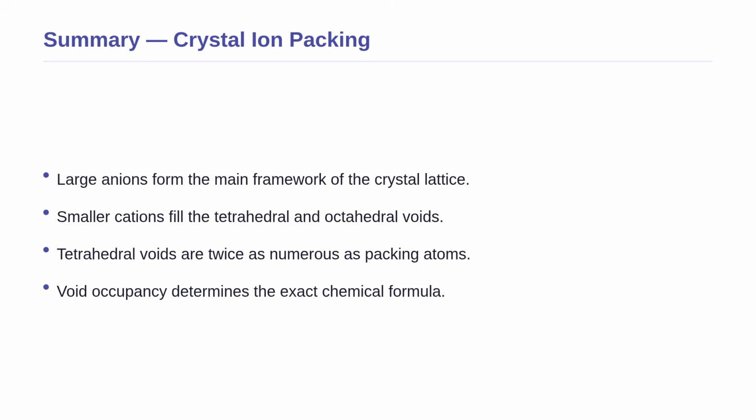Let us review the key takeaways from our exploration of crystal ion packing. We learned that nature organizes spherical ions into space-efficient structures, where large anions form the main framework. This creates a predictable number of empty spaces, with tetrahedral voids being exactly twice as numerous as the packing atoms and octahedral voids being equal in number. By calculating how these voids are filled by smaller cations, we can determine the exact chemical formula. Mastering this allows us to understand and engineer the materials of the future.